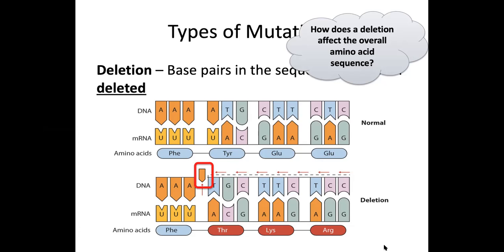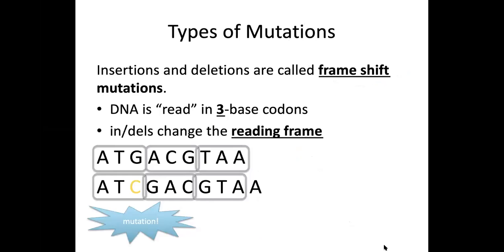Alright, so substitution only affects one while insertion and deletion affect everything else. Okay, so insertions and deletions are known as frame shift mutations. And the reason is because wherever that insertion or deletion happened, everything after is changing. So we are shifting all of those frames, okay?